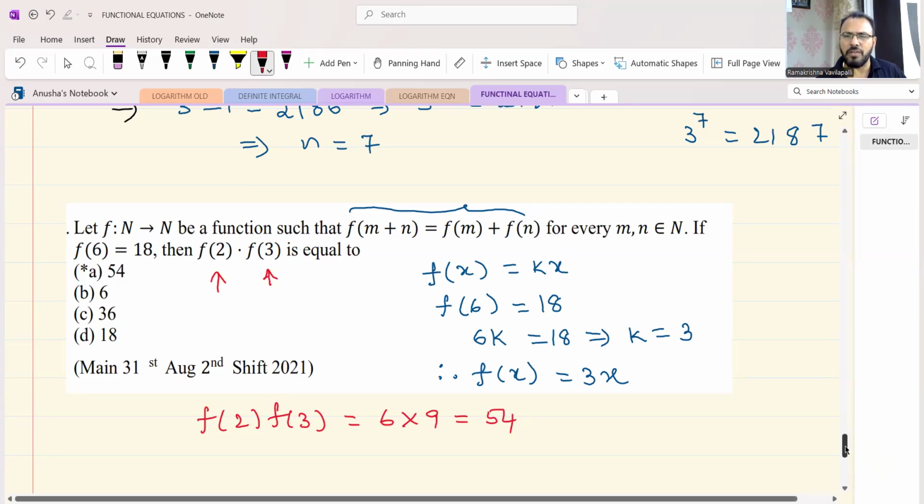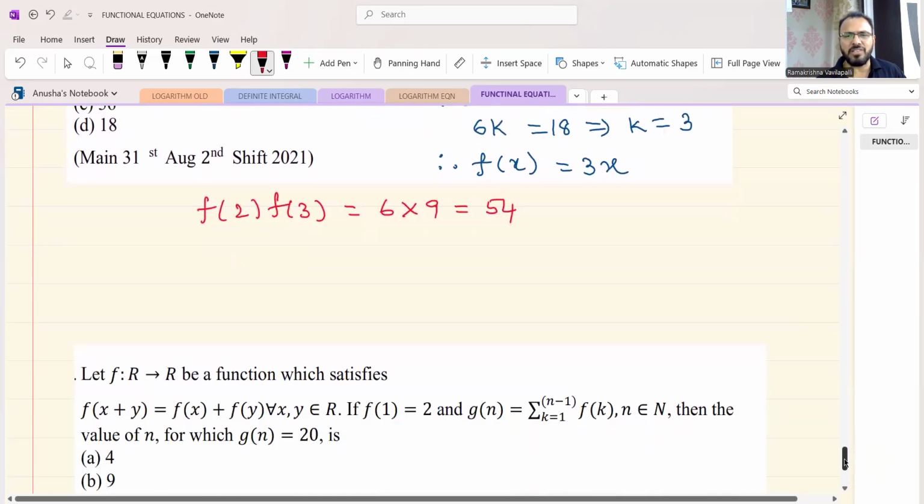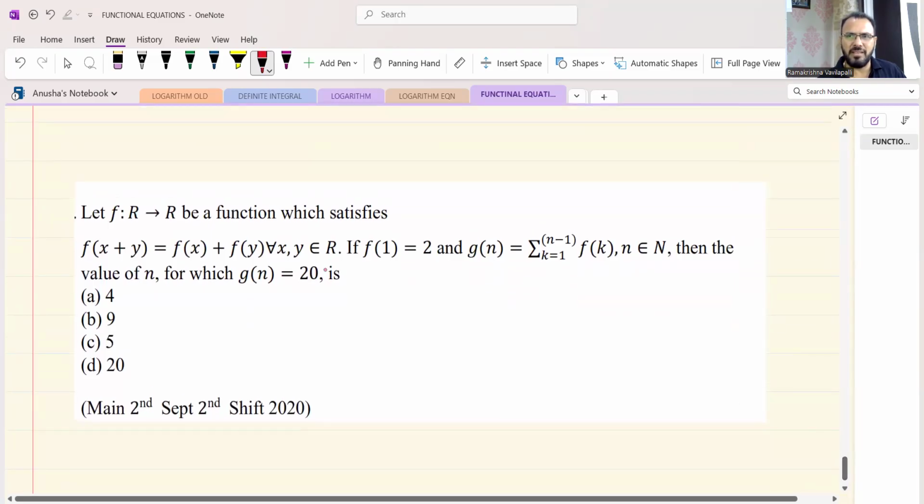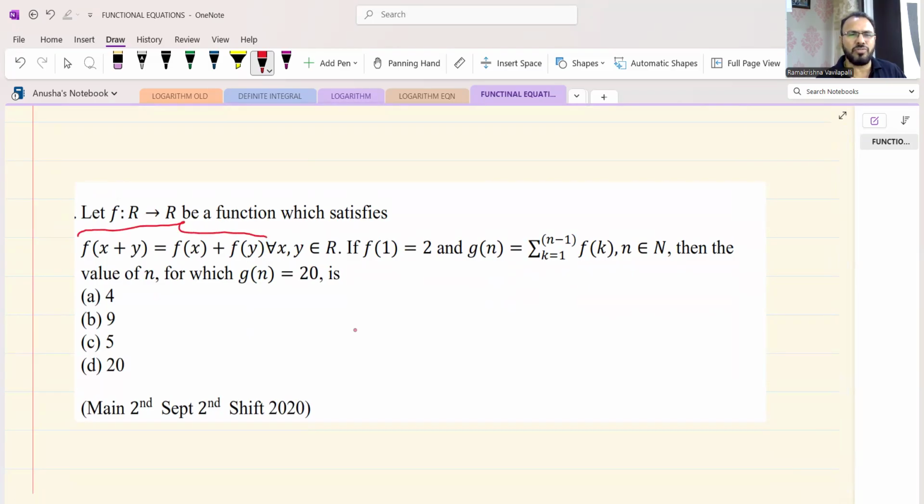Please try to solve some more questions based on functional equations. One more. This is again sum to sum. So here the function is f of x equal to kx, and given that f of 1 equals 2. So f of 1 equals 2 implies k equals 2. Therefore the function is f of x equals 2x.